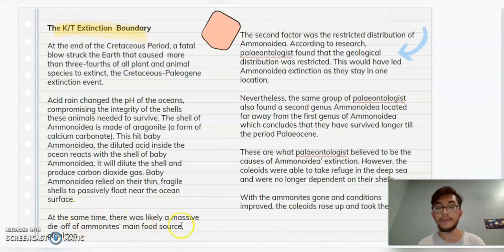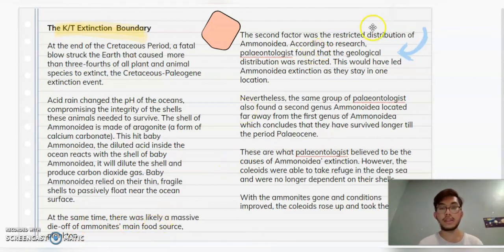At the same time, the resulting acid rain caused a massive die-off of ammonites' main food source, which is plankton. This caused a lot of ammonites to die of starvation due to the scarcity of food.